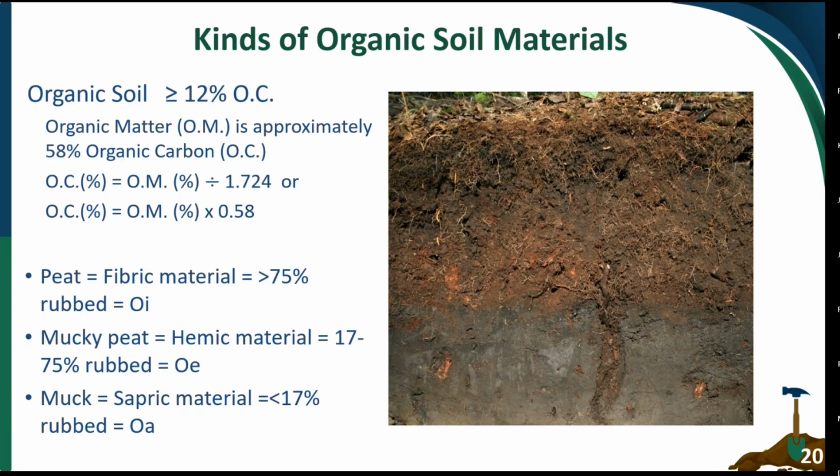A hand lens can be helpful when you're doing this. If the rubbed fiber content is greater than 75%, then it's a peat. If it's between 17 and 75%, it's a mucky peat. And if it's less than 17%, it's a muck.